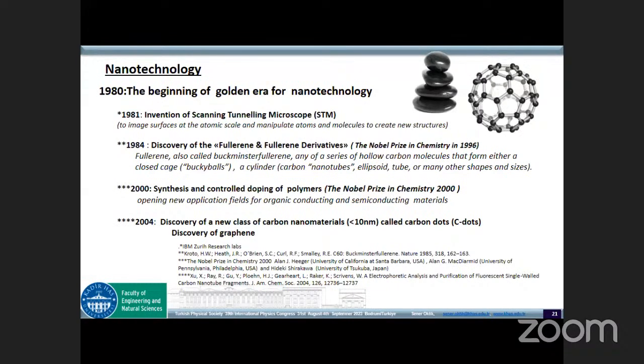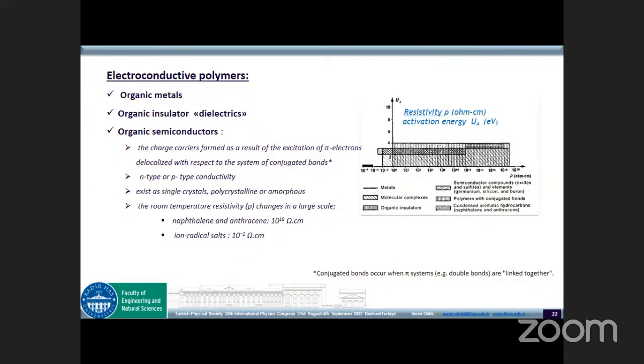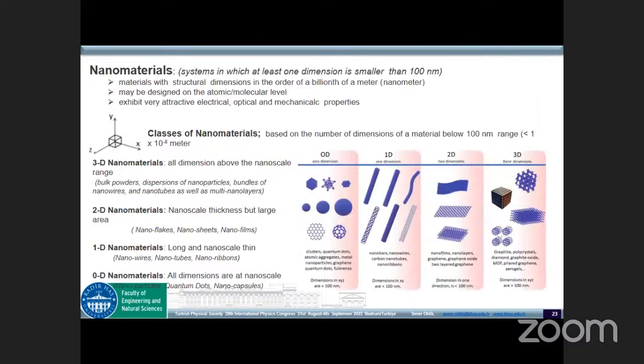Then came the synthesis of controlled doping of polymers, which is quite an important milestone in nanotechnology, and it was the Nobel Prize in 2000. Then the discovery of a new class of carbon nanomaterials, shorter than 10 nanometers, like carbon dots, and the discovery of graphene are other milestones for nanotechnology. Of course, electroconductive polymers are to be mentioned. We can think of 1, 2, 3 dimension nanomaterials, and these have different applications in photovoltaics. If the dimension is less than 100 nanometers, you can call it a nanomaterial.